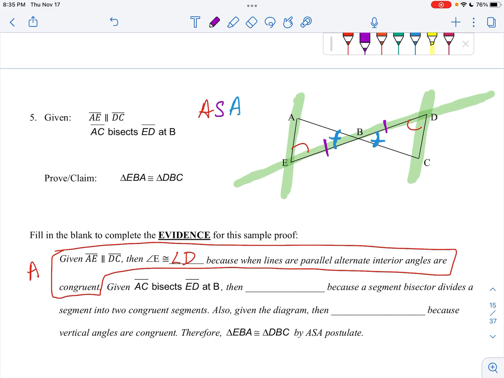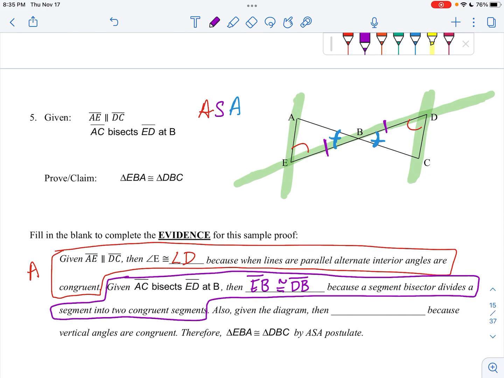The second statement says, given segment AC bisects segment ED at B, then what were my congruent segments? EB is congruent to DB. And why? Because a segment bisector divides a segment into two congruent segments. Notice there's our second if-then-because statement. This statement explains why the sides are congruent.